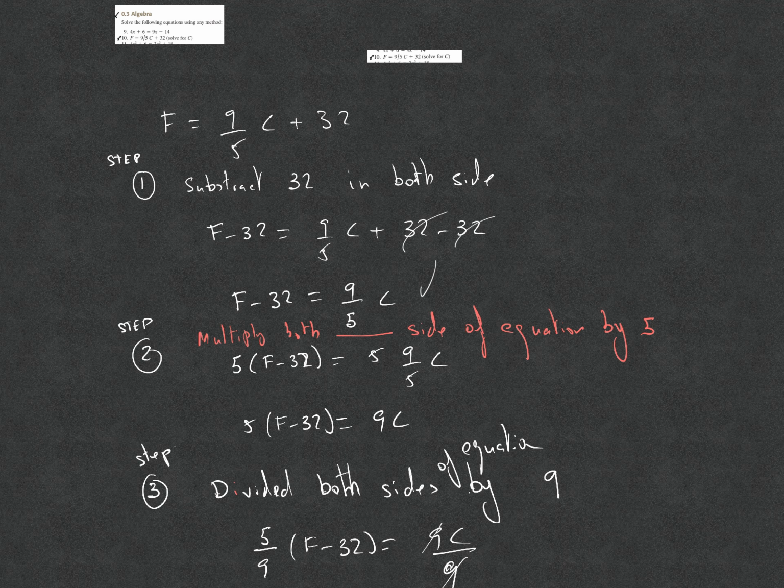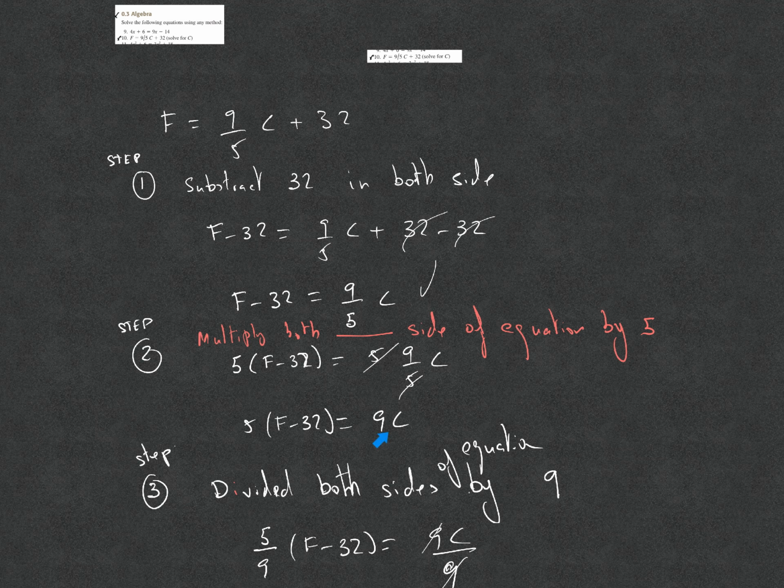So now the second step. The second step will be I will multiply by 5 both sides of the equation. If I multiply by 5, the left side of the equation will be 5 multiplied by F minus 32, because I have to multiply everything. Now I will multiply 5 by the right side of the equation, 9/5 of C. And what I get is that the 5 can be cancelled with the 5 because 5 divided by 5 is 1. So I will have this equation.